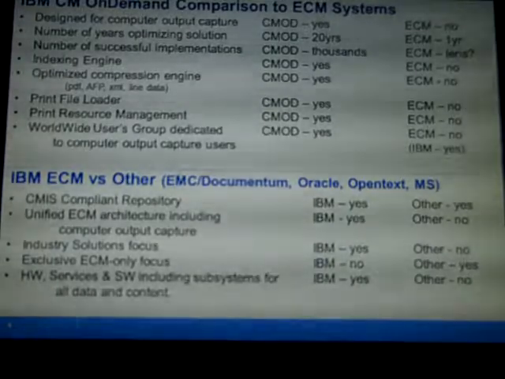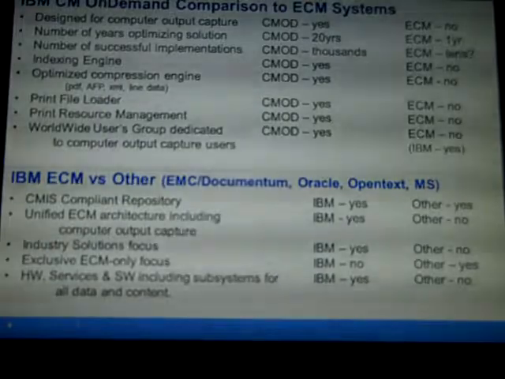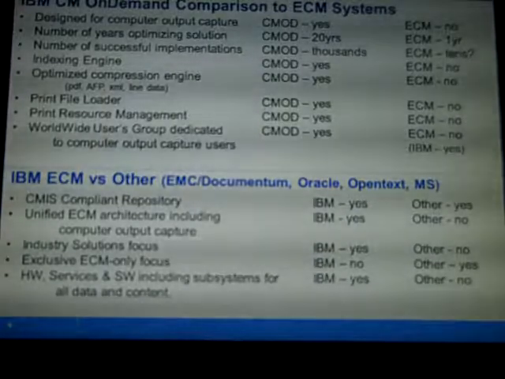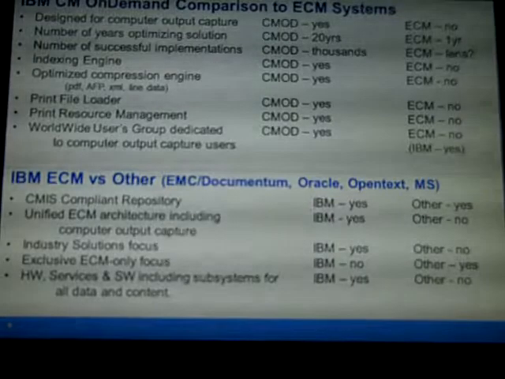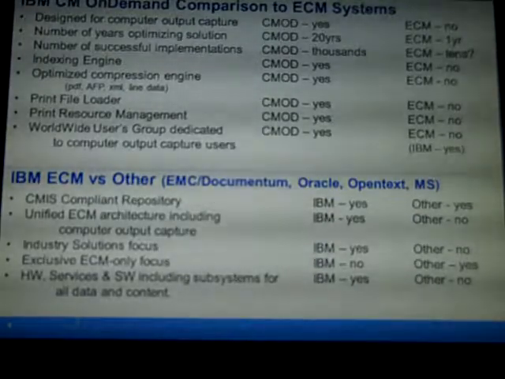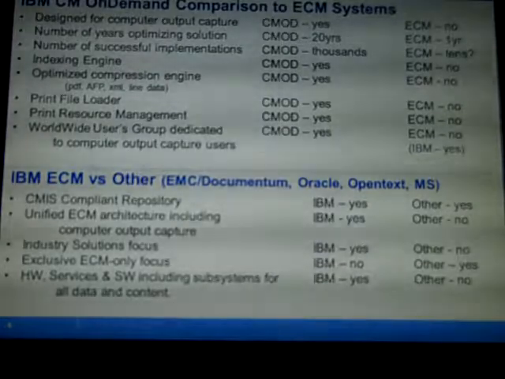What has an indexing engine? CM OnDemand does, ECM does not. Optimized compression engine for high volume print output. CM OnDemand, yes. Other ECM, no. A print file loader. CM OnDemand, yes. ECM, no. Print resource management. CM OnDemand, yes. ECM, no.